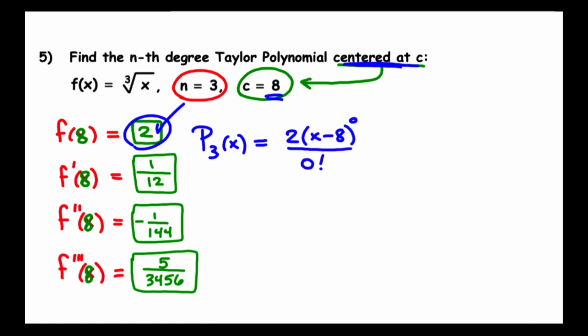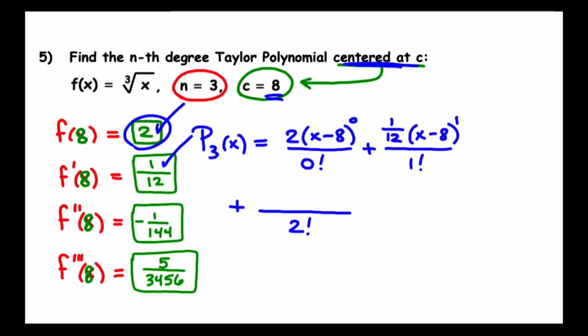Okay, so that has been used. Plus 1/12 x minus 8 to the first over 1 factorial. I like to write this all the way out even though I'm writing extra things, just so you can see my mode of operation, you can see the patterns being formed. Okay, plus, okay, we're on to the second powers. And then finally, we've got the 3 factorial down here, third power.